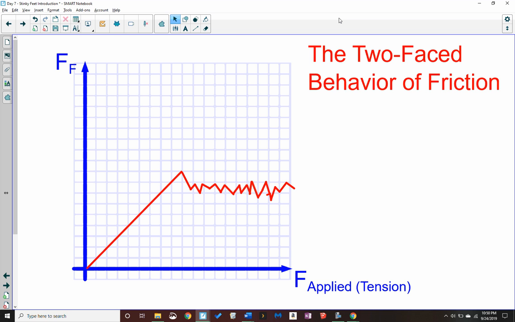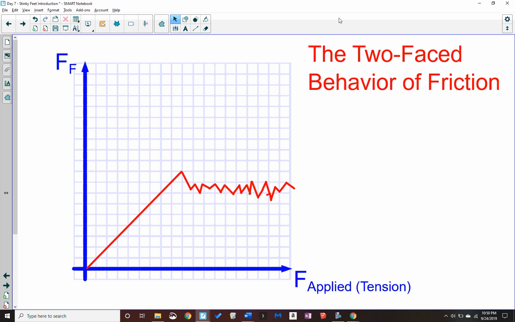video. But I just wanted to give you guys a little bit of heads up on how to run the lab that we're going to do today. So we are going to get into our Stinky Feet lab. And before we do, I want you just to remember the graph that we were looking at last time.